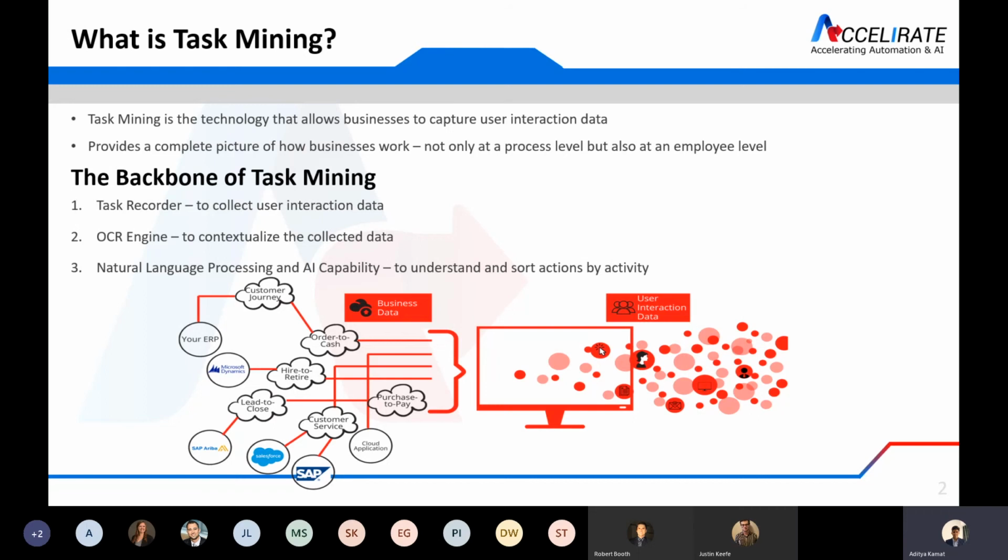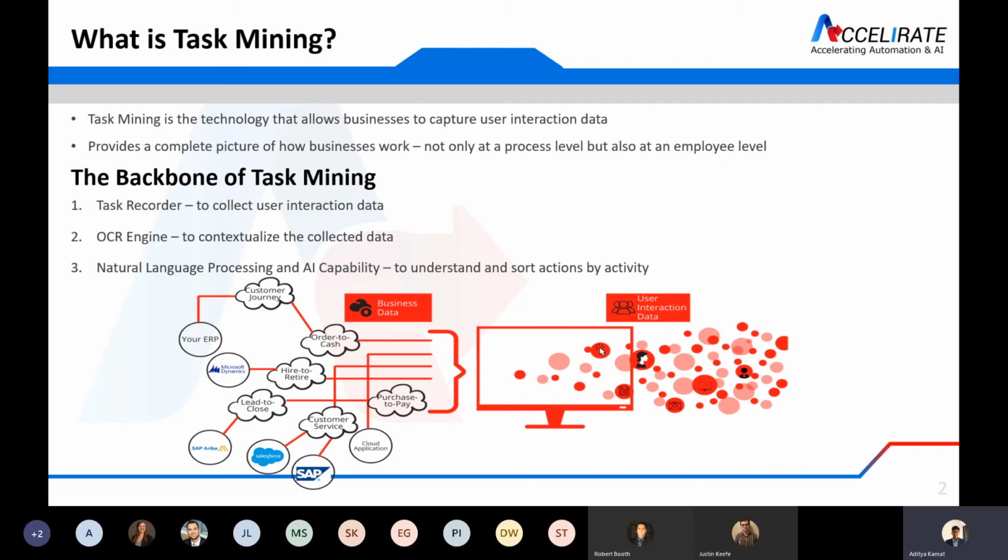The second backbone of task mining is the OCR engine. This step contextualizes all the recorded data. Using the engine, words, numbers, and additional text from a user screen are collected to contextualize what they are doing. All user interaction data recognized during the recording is translated into structured contextual information relating to the user's different tasks.